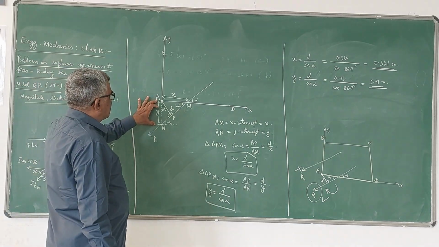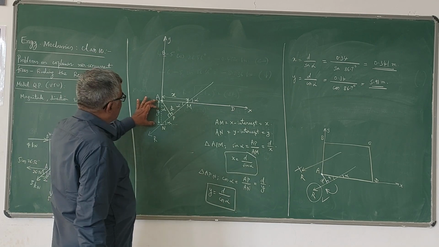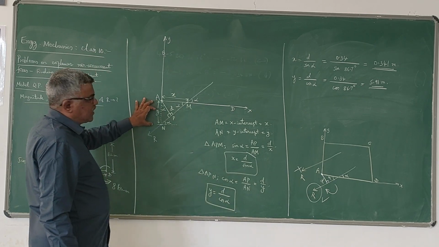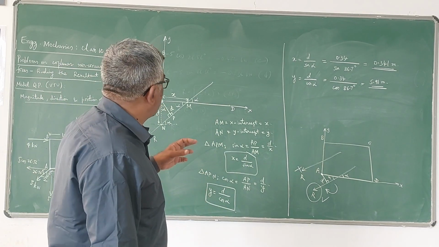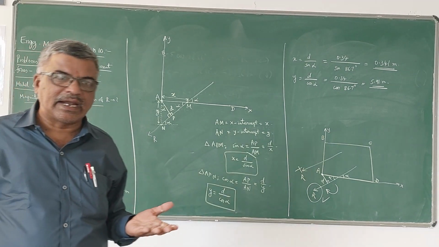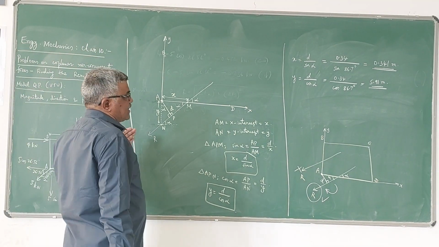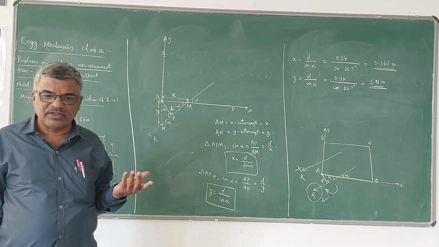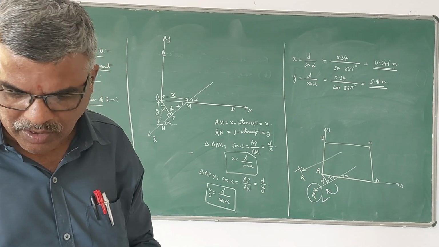Here you may see that this is downwards, but distance only is important. Distance I am considering, magnitude only I am writing. So y magnitude is 5.91 meter, x magnitude is 0.341 meter. In whatever quadrant it lies, we are not bothered about the sign, because distances are always measured as positive values. So this is one problem.